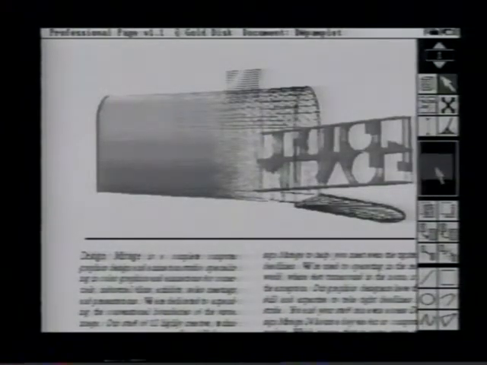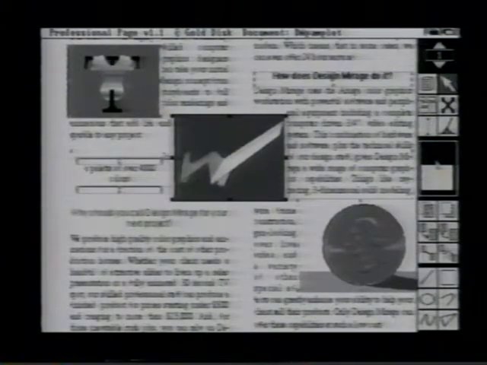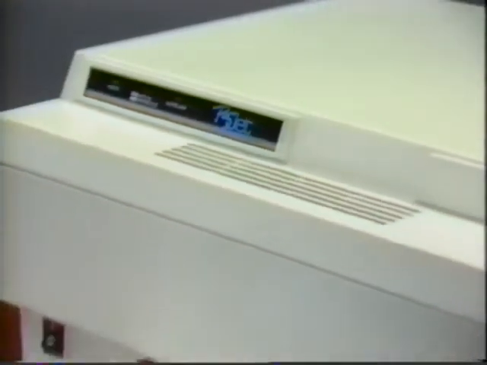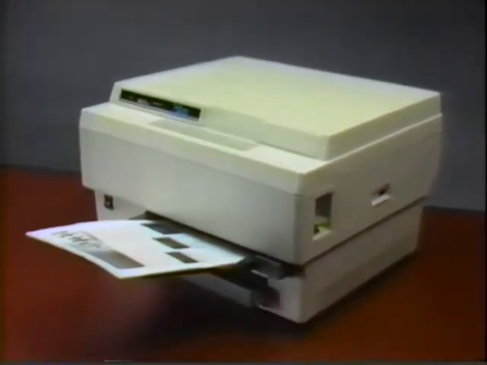Creating typeset quality text and combining the text with graphics is easy with Professional Page from Gold Disc, a desktop publishing program that contains a powerful set of text manipulation and graphic handling tools. Professional Page shows how the final output will look, whether it's in full color or just black and white. Professional Page can output to dot matrix, color inkjet, and PostScript compatible laser printers and photo typesetters.